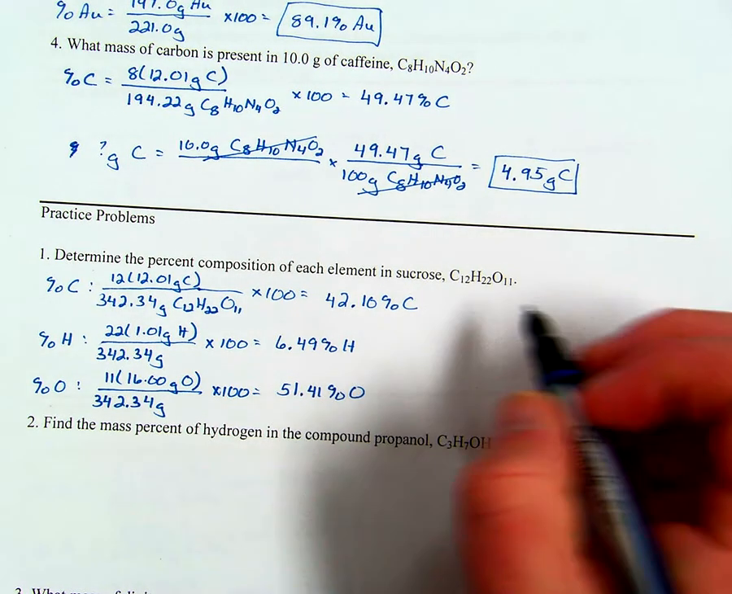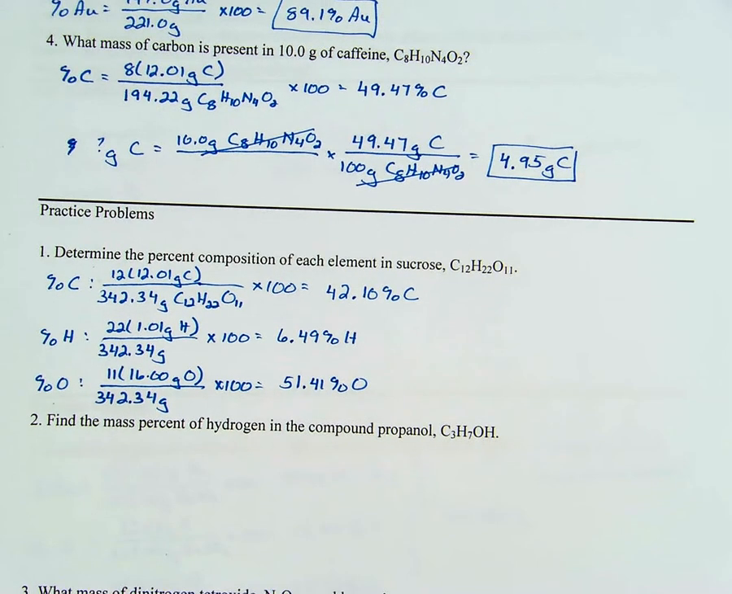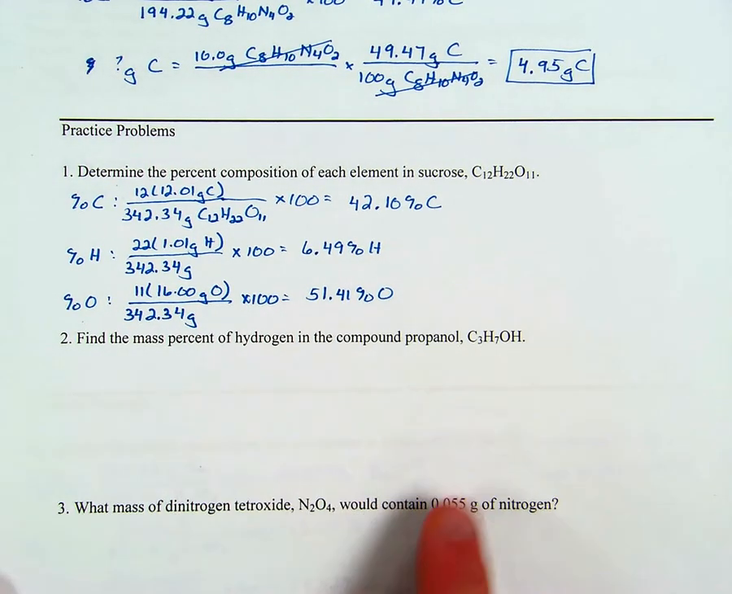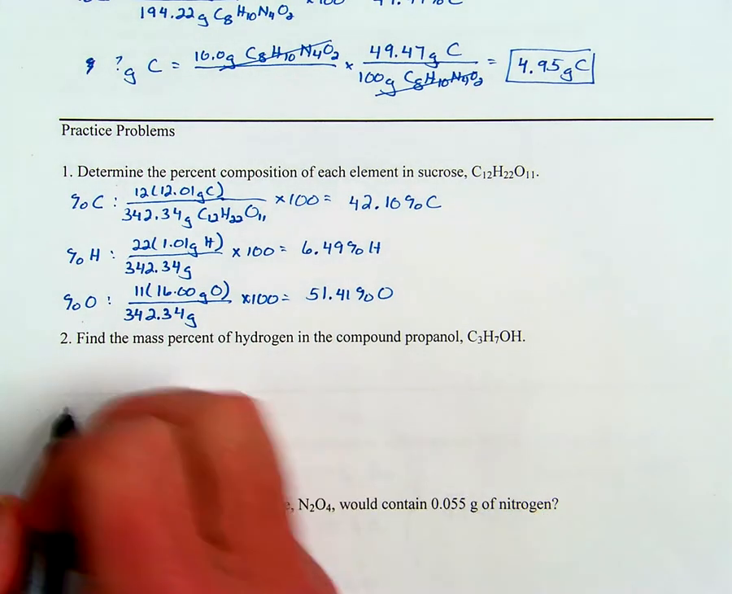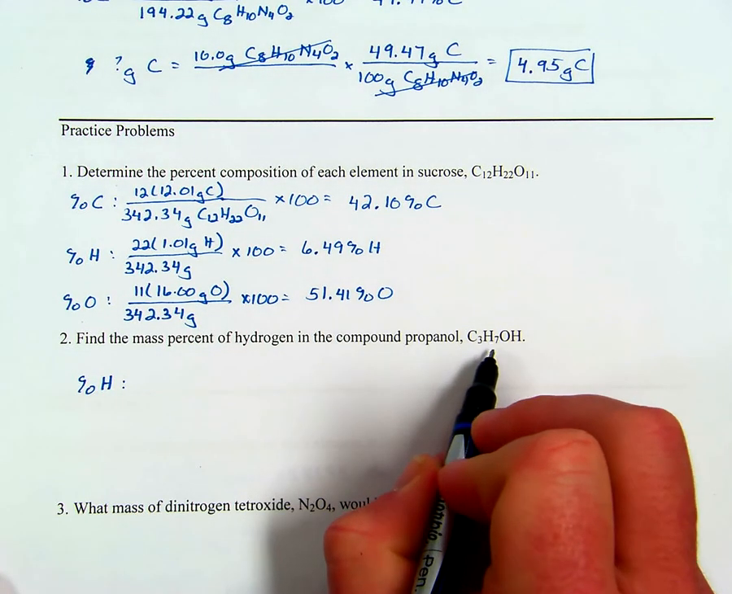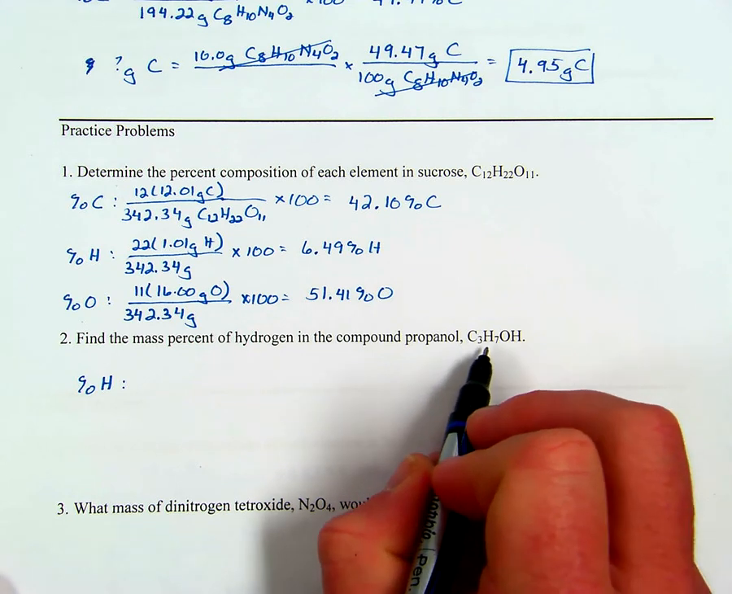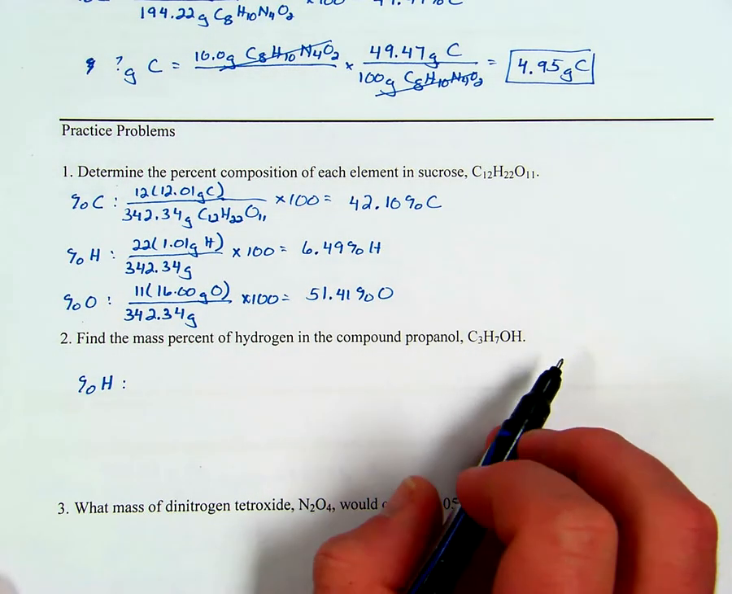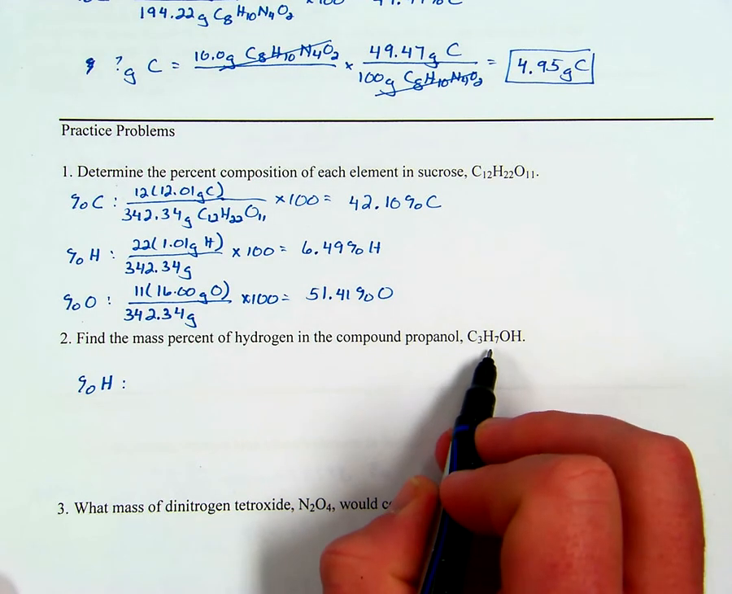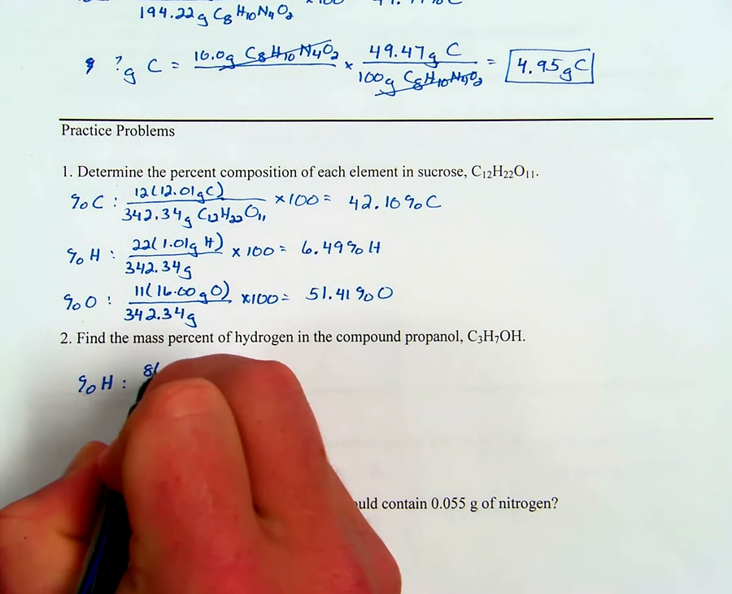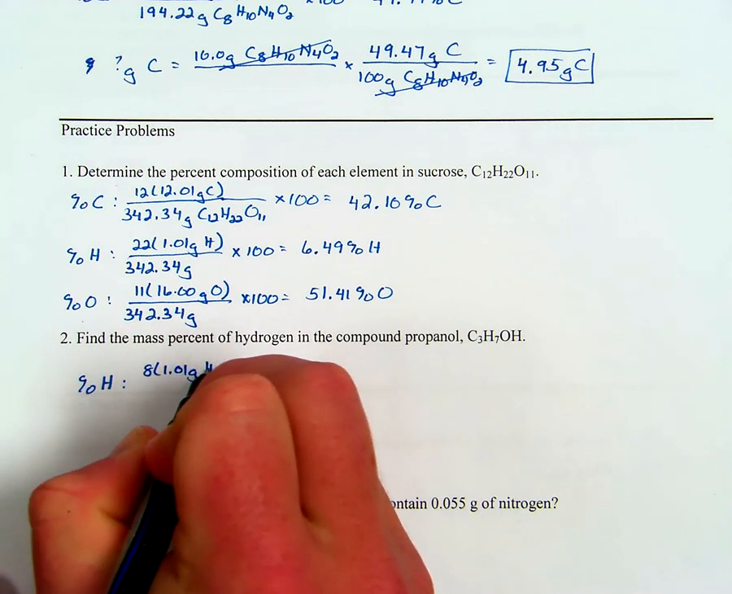Alright, number 2. Find the mass percent of hydrogen in the compound propanol. So here I'm just looking for percent hydrogen, and I can see there are 8 moles of hydrogen. Notice how this formula is written. This is kind of common with organic compounds, not something we deal with a lot in this class. You can see there would be 8 moles of hydrogen total. These 7 here plus the 1, so 8 times the molar mass of hydrogen divided by the molar mass of the whole compound. Calculate that here.